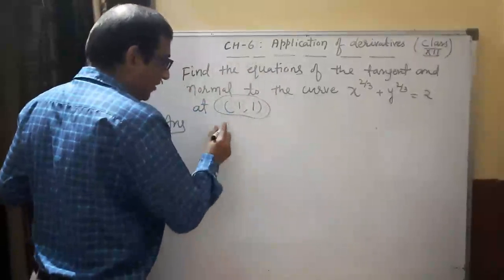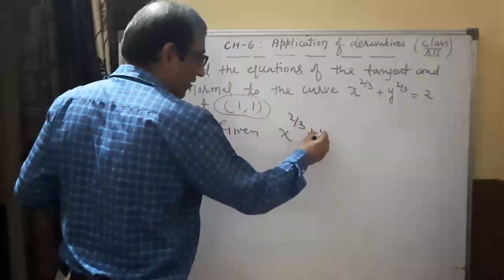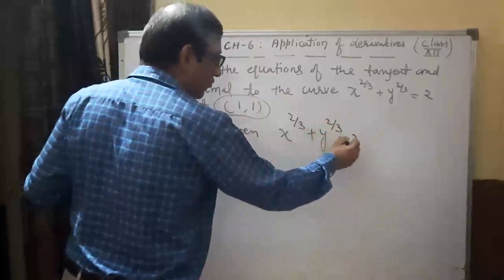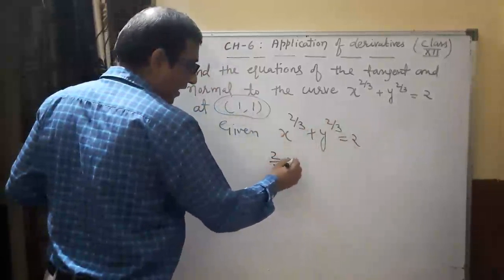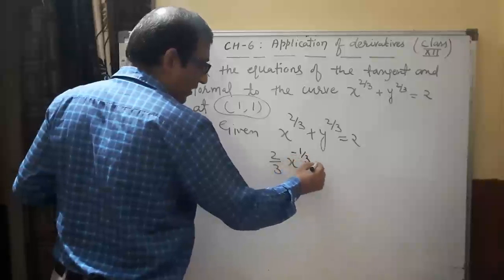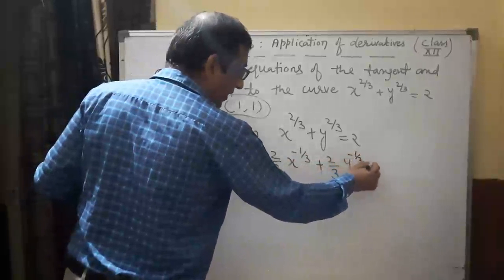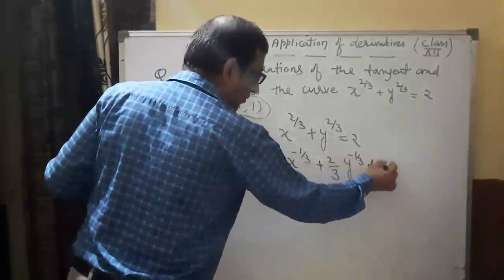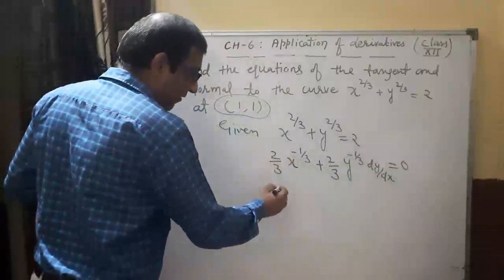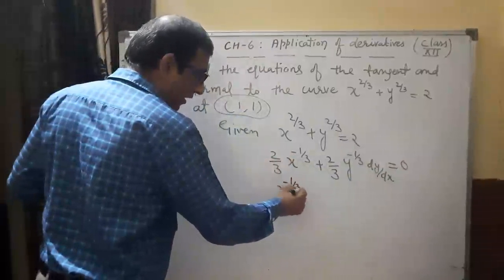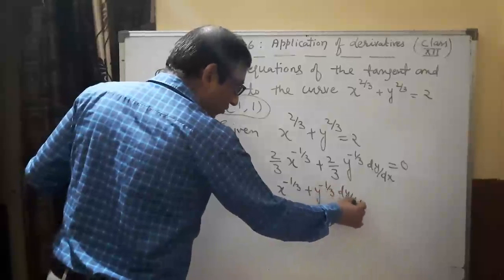So what is given to us? We are given x^(2/3) + y^(2/3) = 2. When we differentiate it, it becomes (2/3)x^(-1/3) + (2/3)y^(-1/3) dy/dx, and the differentiation of the right-hand side is 0. We take 2/3 common, so it can be written as x^(-1/3) + y^(-1/3) dy/dx = 0.